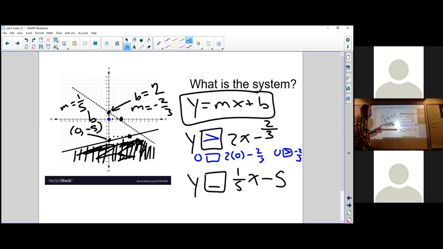Do the same thing with the bottom, plug 0, 0 in. This is going to be a blank still. We know we have an equal sign there. 1/5 times 0 minus 5. Is 0 bigger or smaller than -5? 0 is bigger. Okay. We have the shaded region down here. So it's bigger. So that will satisfy that region there to be shaded.